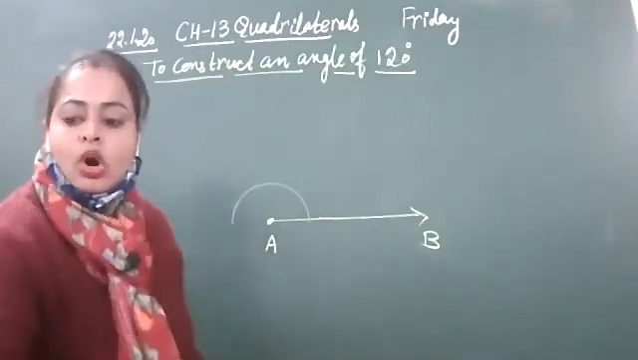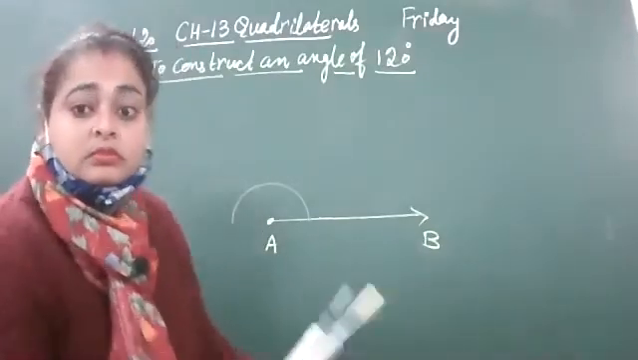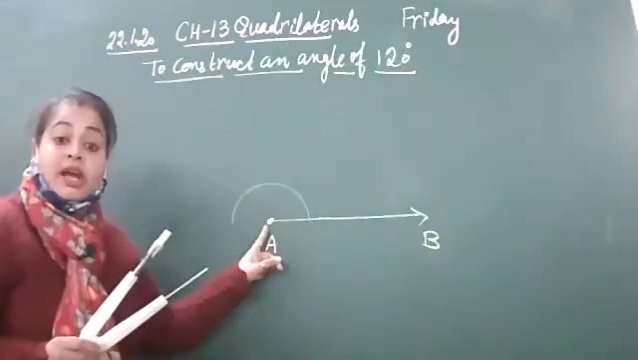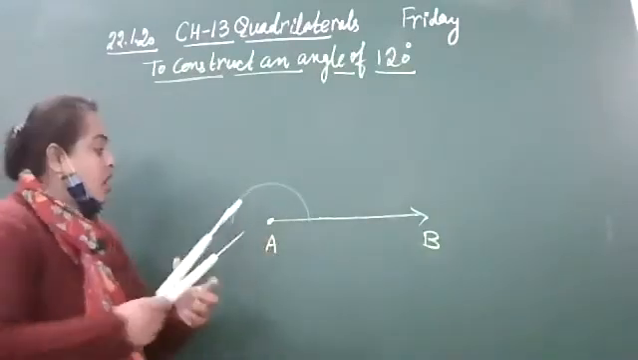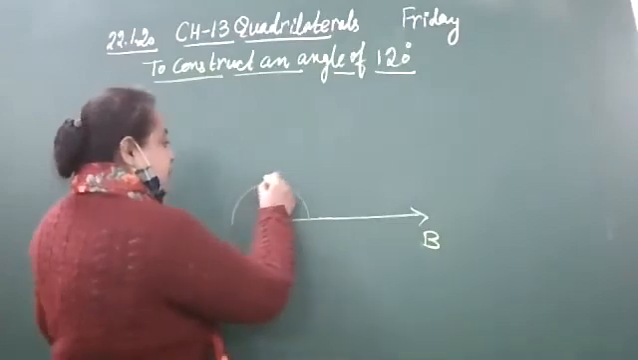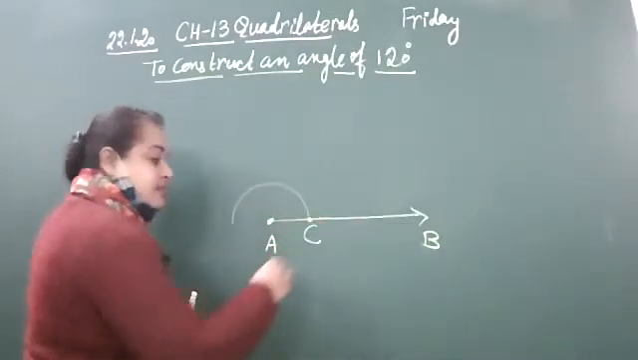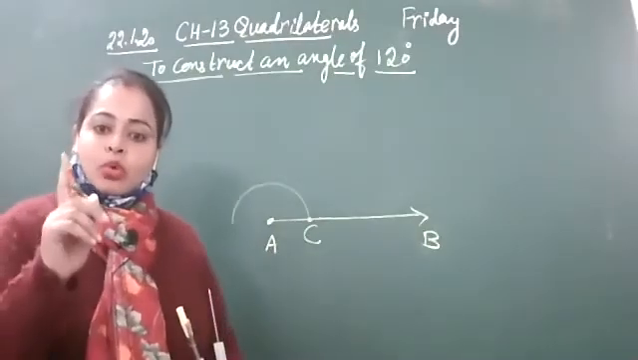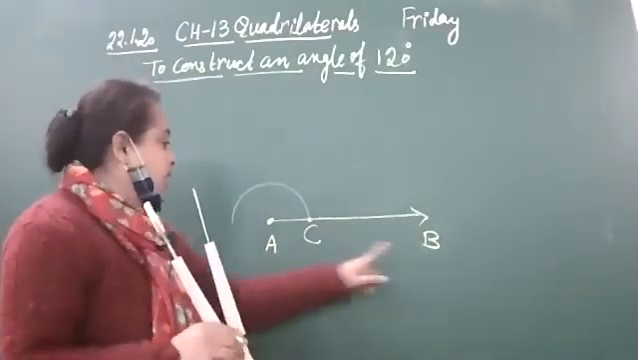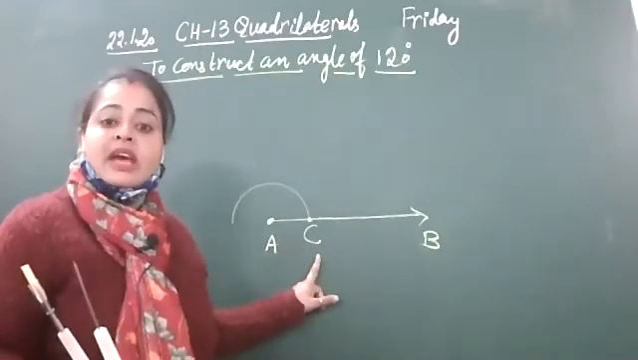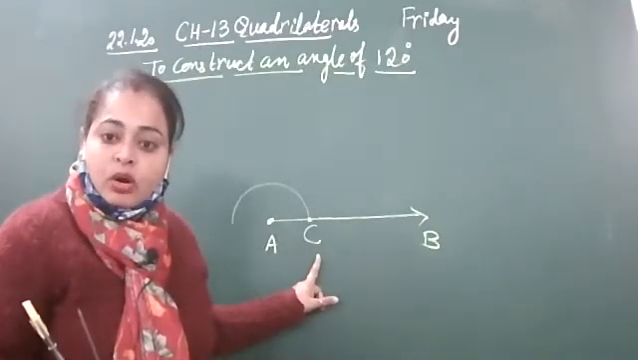Now, you must put your compass at this point, point A. After drawing a semicircle, you will get a new point. The name of this point is C. One more thing, students: A, B, C is not compulsory for you. You can assign names according to your wish.